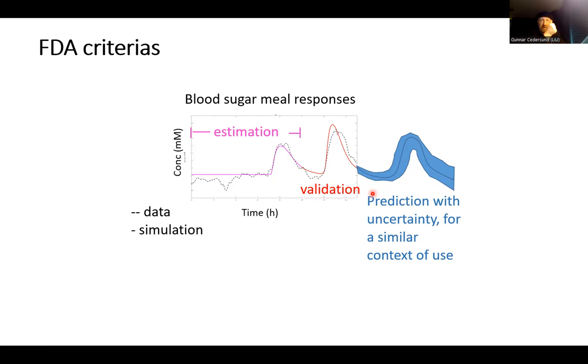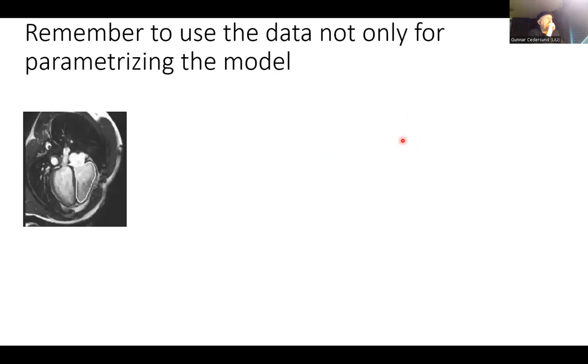So those are the FDA criteria. Those are really sound, I think, for checking vital things to check. And here you see that you also have an uncertainty of the prediction. Here it's symbolic, but you learned in the course how to actually calculate these uncertainties. So these are the FDA criteria.